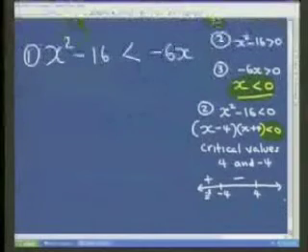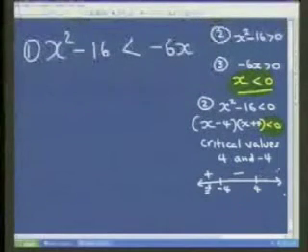Right, and then the last region I would test would be bigger than 4, which would give me a positive answer. You can test it out back home. Now, what the question asked is, where is this product less than 0? So we're actually looking between minus 4 and 4. Are you with me?